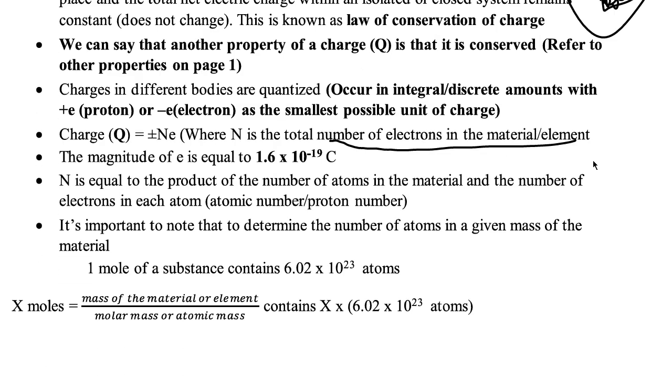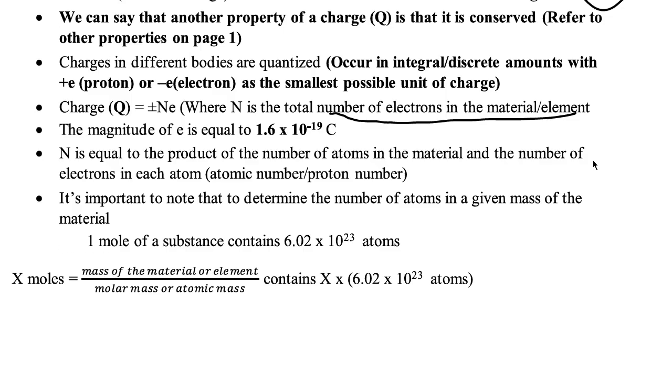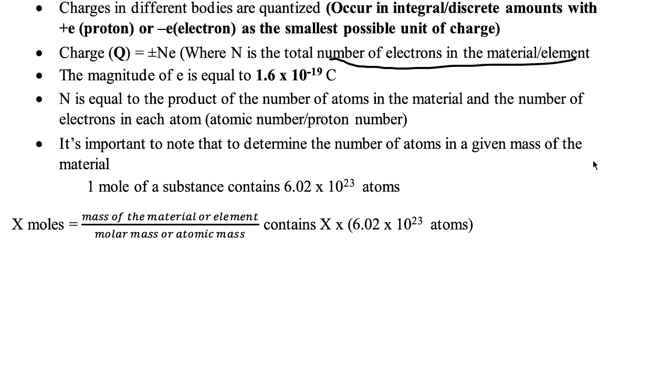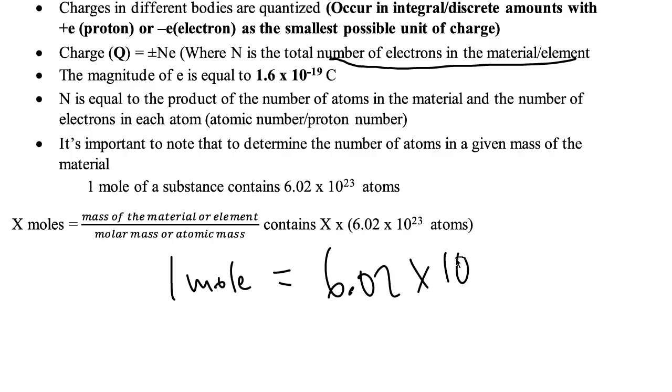So it's also important to note that to determine the number of atoms in a given mass of the material, first of all, you must know that 1 mole of a substance, from chemistry, contains 6.02 times 10 to the 23 atoms, right? So you first of all have to get the number of moles, because this is just a standard, right? 1 mole will give us 6.02 times 10 to the 23 atoms. So you now say, okay, given the mass, based on what is given to you, you first of all have to get the number of moles.